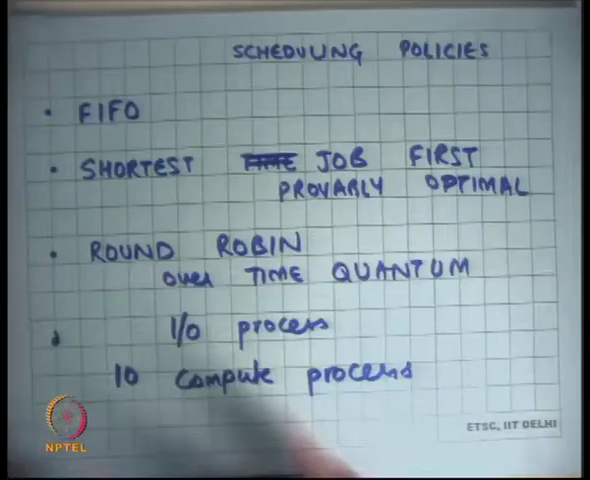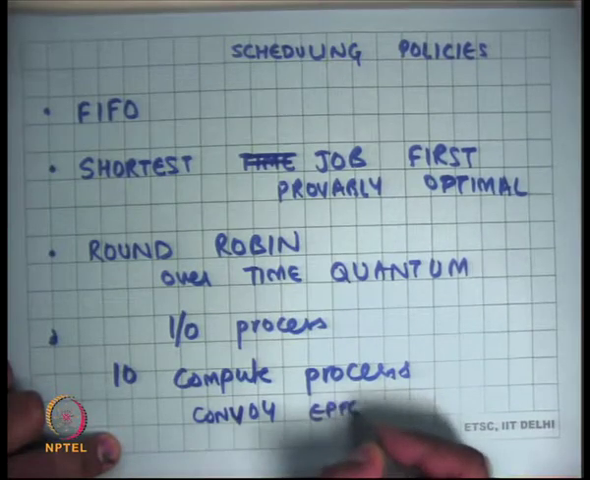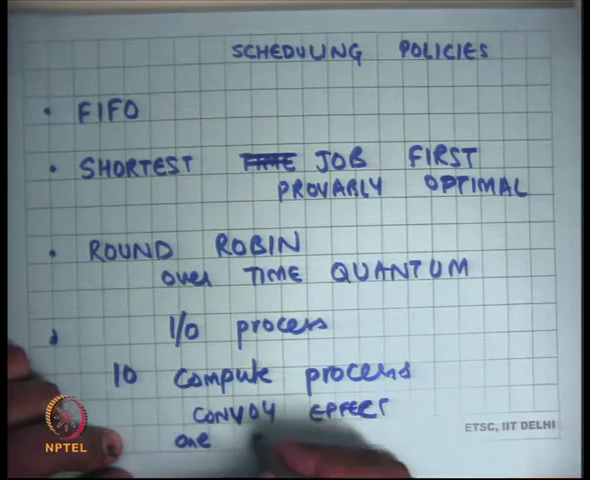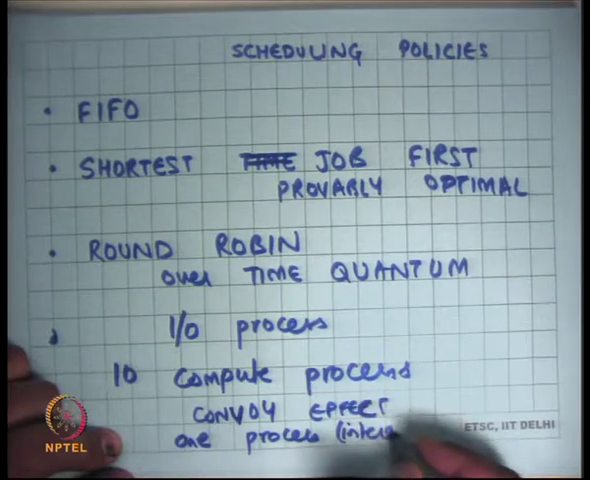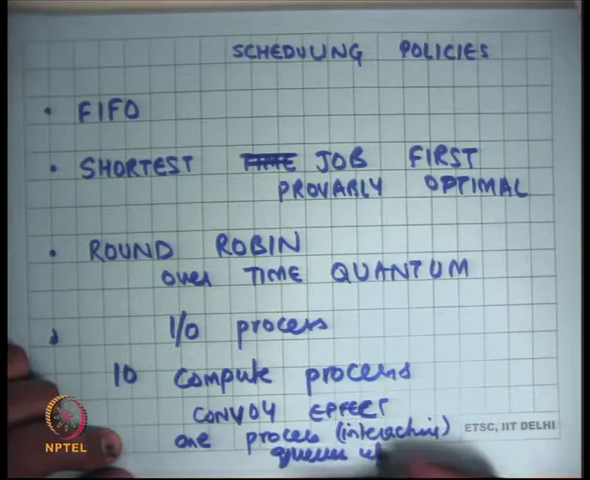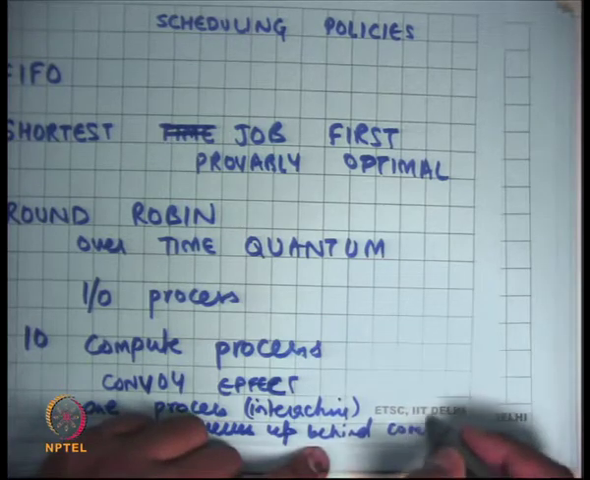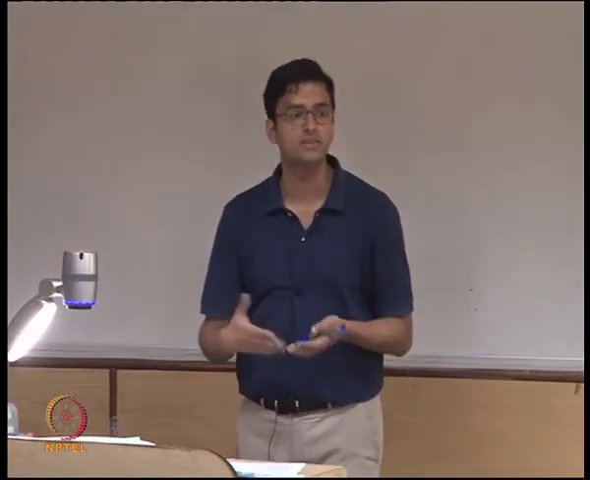So this is also called the convoy effect, where an interactive process queues up behind non-interactive processes, or compute processes. So that's not a good thing. And we'll see how one can solve it.